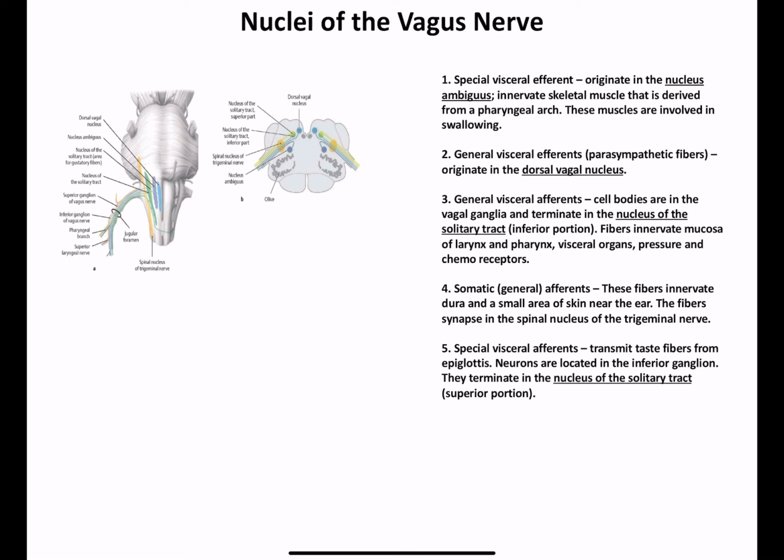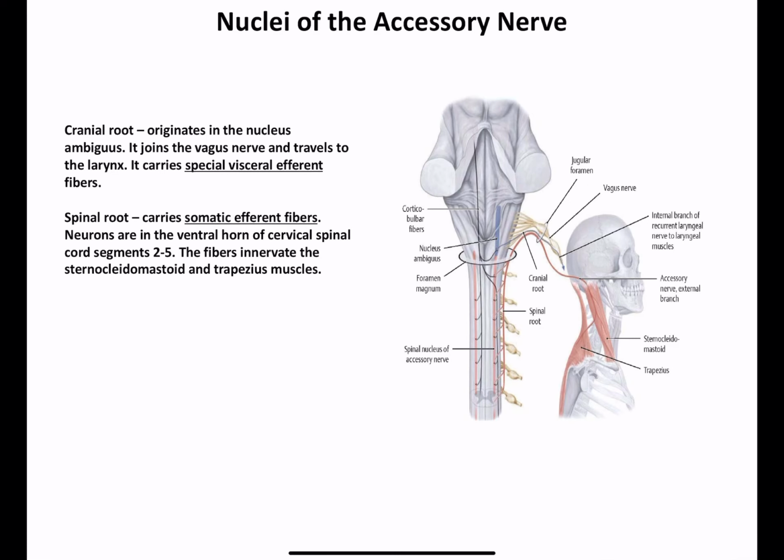And the last two are going to be the accessory and hypoglossal nerves, right? Number 11 and 12 now. The accessory nerve is pretty straightforward. What it is trying to do is control the sternocleidomastoid muscle and then the trapezius muscle, right? So they are just going to bring in the somatic efferent fibers so you can do the head turning. And now I put it sideways.